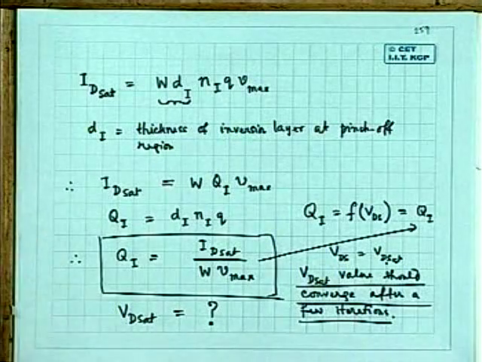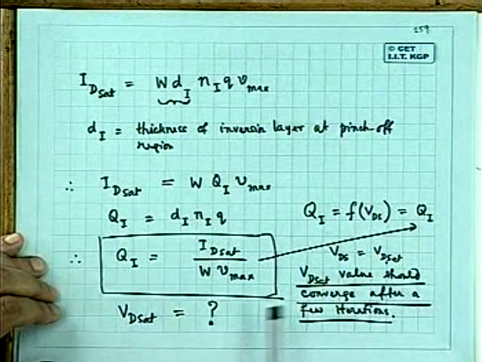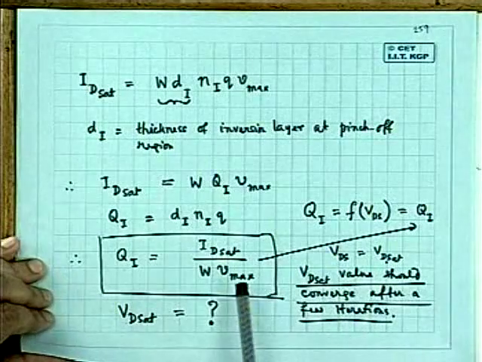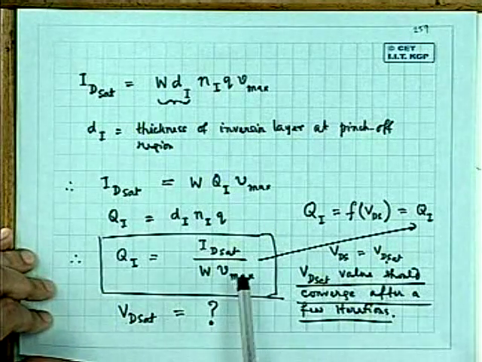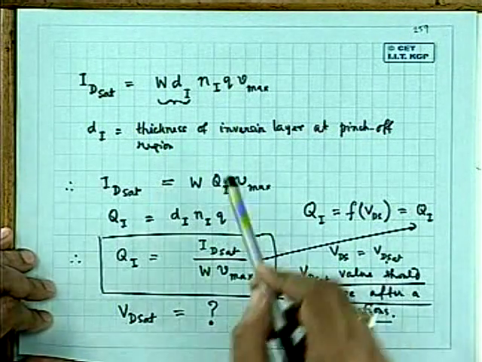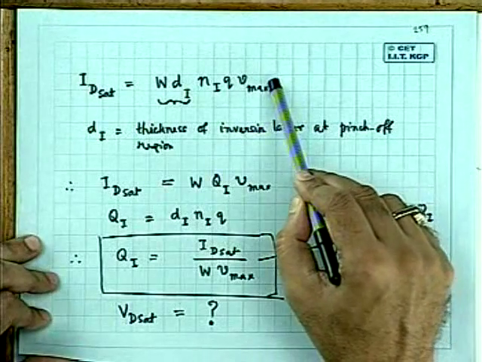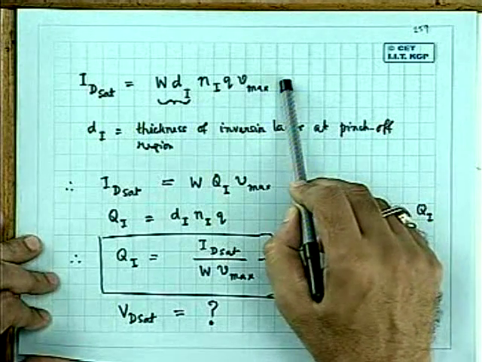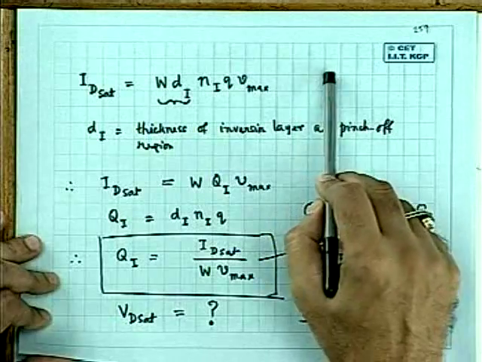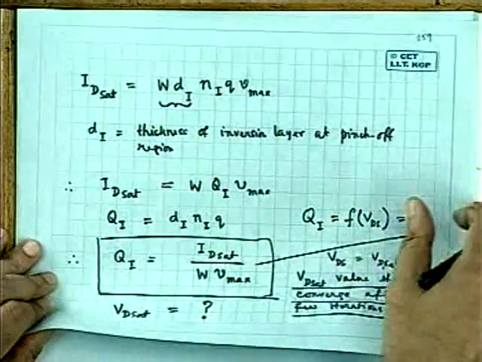Through reiterations, the number of iterations, we finally get a value of VD set and ID set which converge reasonably. And that's how we get the more accurate value of VD set and ID set, eliminating the approximation that qi is equal to 0 at x is equal to L dash, which is not a very valid approximation.